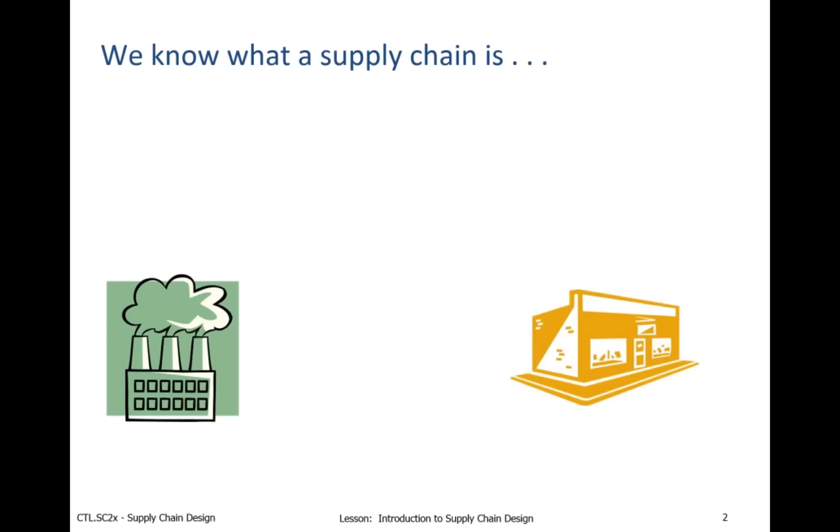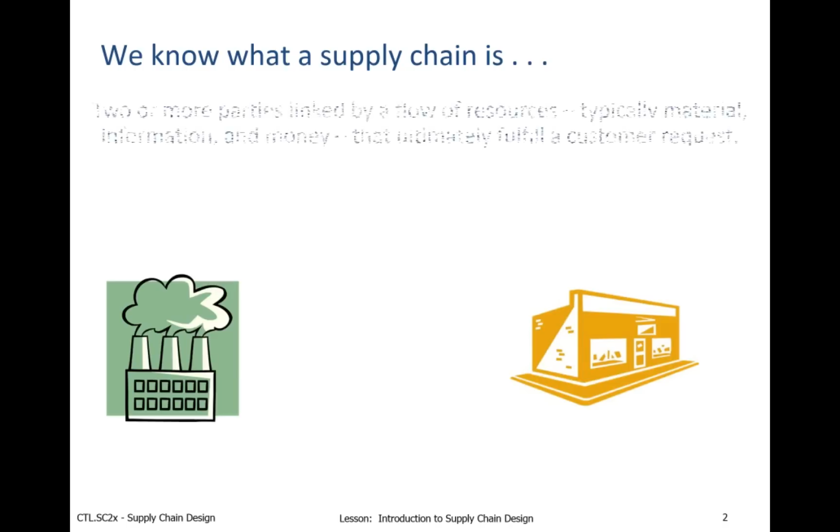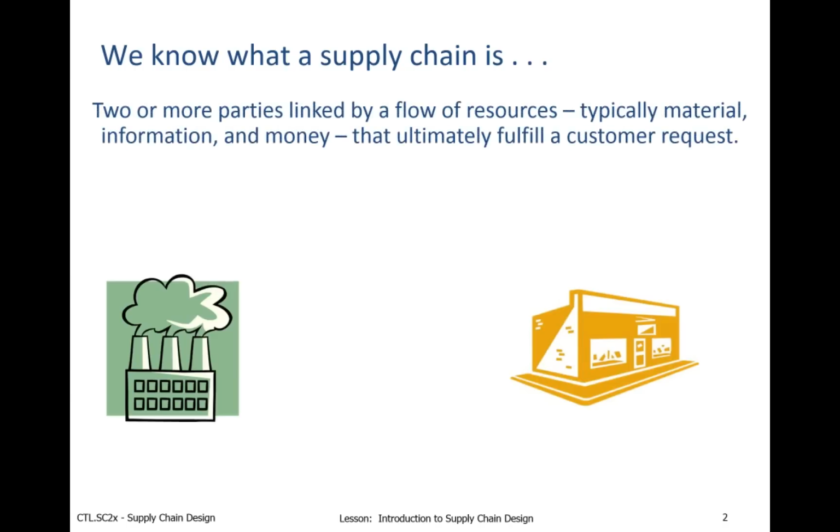So let's get started. We should all know by now what a supply chain is. And the definition that we like to use is that it's two or more parties, companies, organizations, some entity, linked by a flow of resources. Typically this is material, physical material, information, and money that ultimately fulfill a customer's request. So we think of it as managing flows.